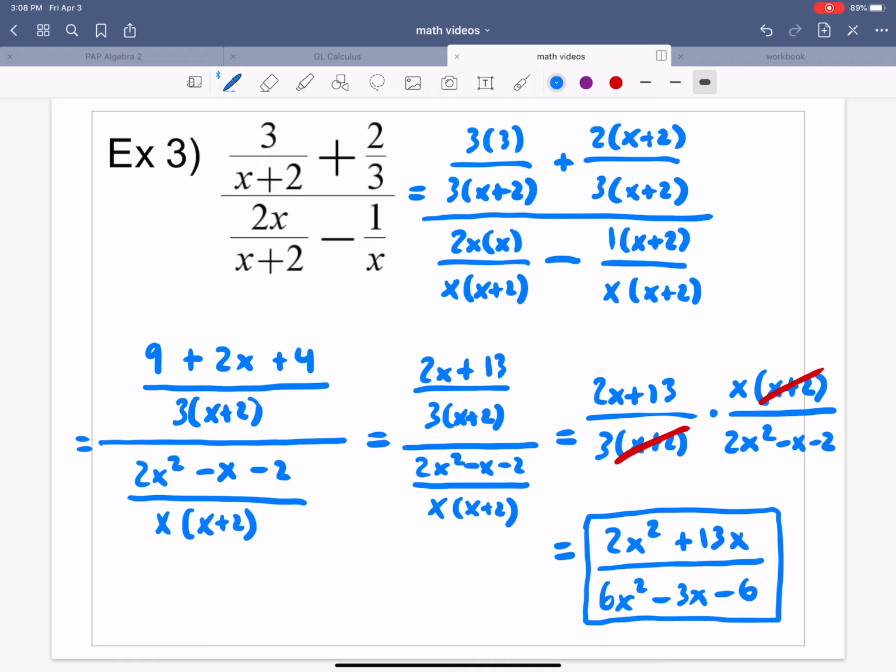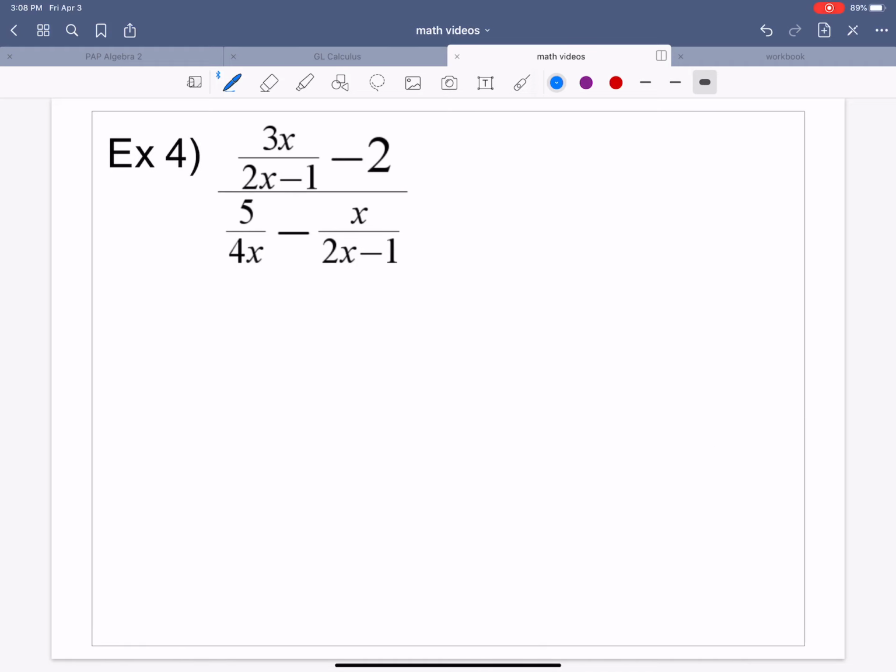Next one, number 4. I will tell you that number 4 is going to take maybe a little bit extra space, so I might have to write a little bit smaller than I normally do, but that's okay. It's easier for you to get work to fit on your paper than it is here. So let's jump right in.